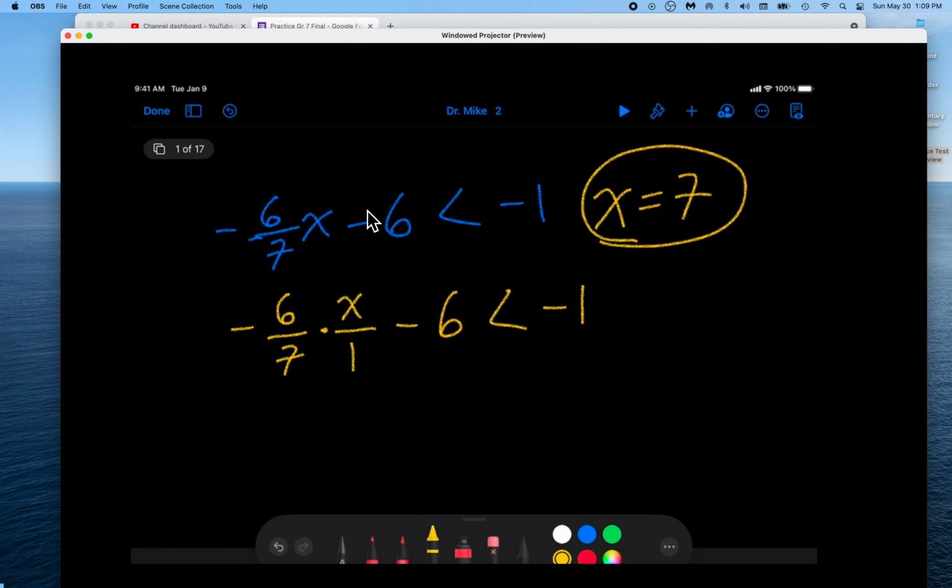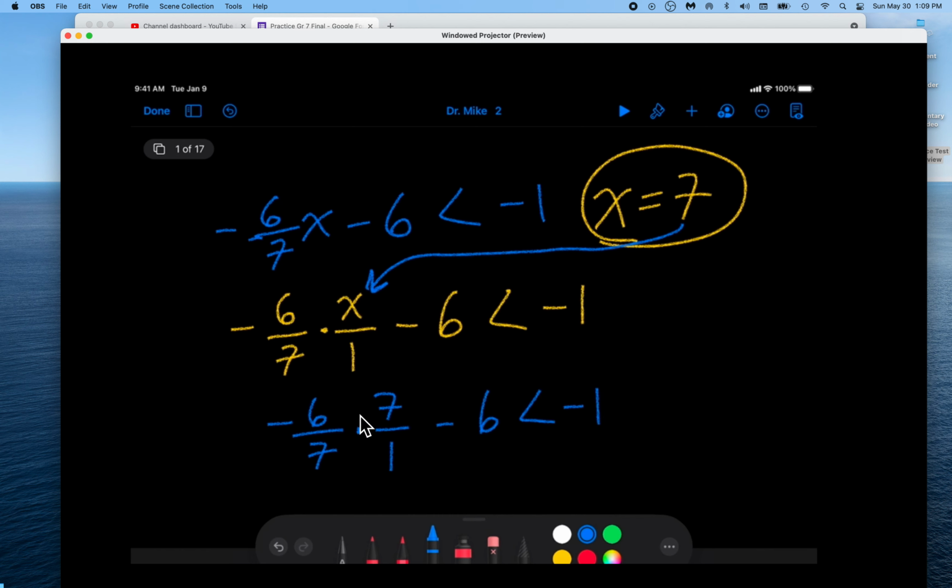When you're in a situation like this, everywhere you see an x, you're going to put 7. So what we're going to do is substitute this 7 everywhere we see x. That's the only place we see it. Okay, so I'm going to rewrite this as -6 over 7 times 7 over 1 minus 6 is less than -1.